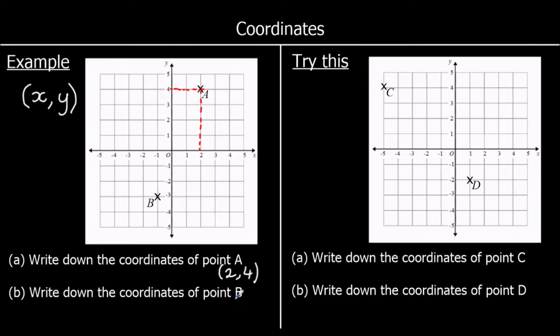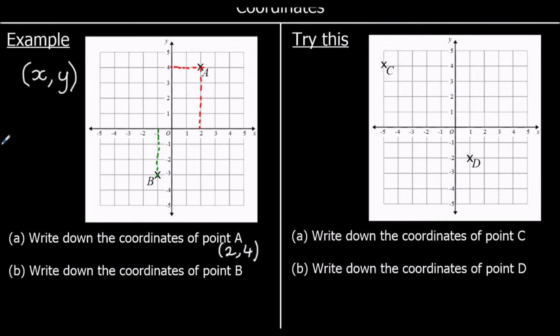Write down the coordinates of point B. So again, the first one is going to be the x coordinate. So we can see that point B has got an x coordinate of -1. So it's going to be -1, then a comma, always x first, and then y, and its y coordinate is -3. So it's (-1, -3).